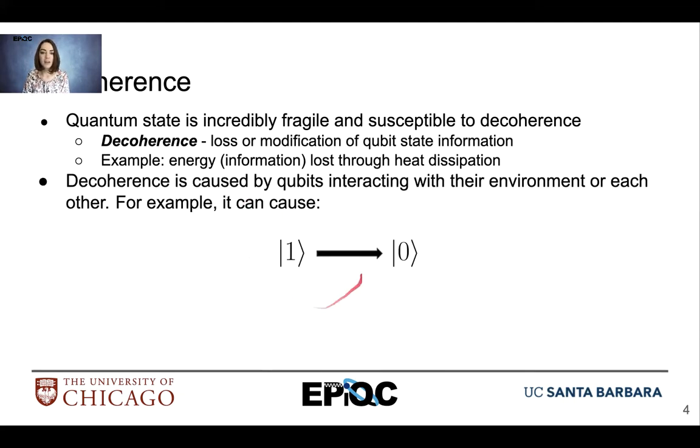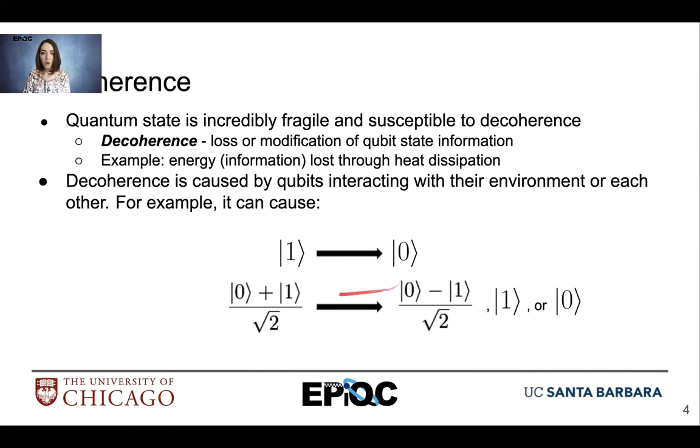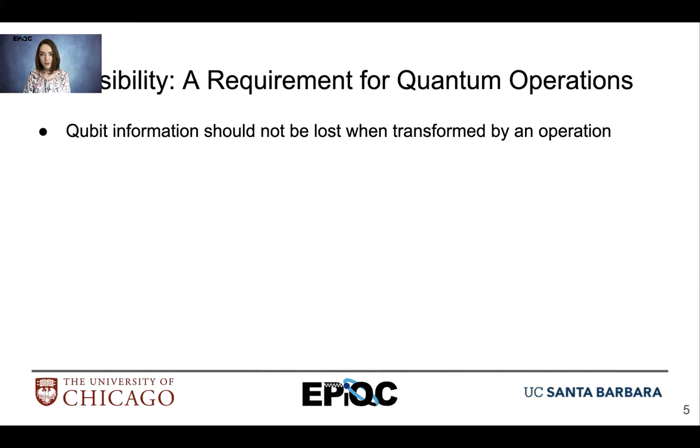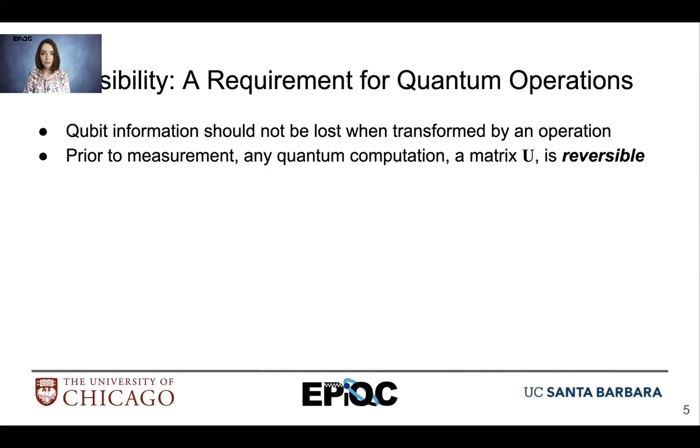That can cause a state of ket 1 to become a state ket 0, or it can cause a superimposed state to change its phase information from its original state, or it can cause it to collapse to either 0 or go to a value of 1. So that brings us to reversibility, a requirement for quantum operations. We don't want to lose any information before measurement.